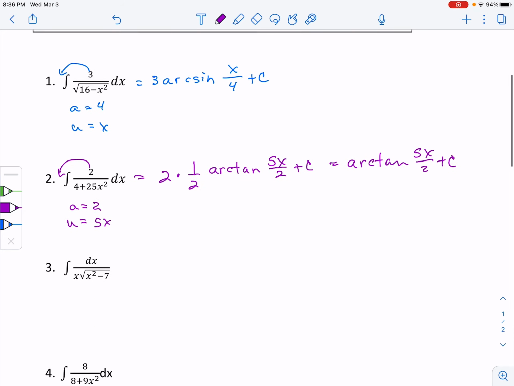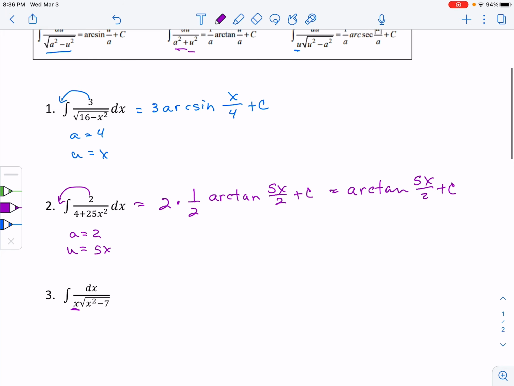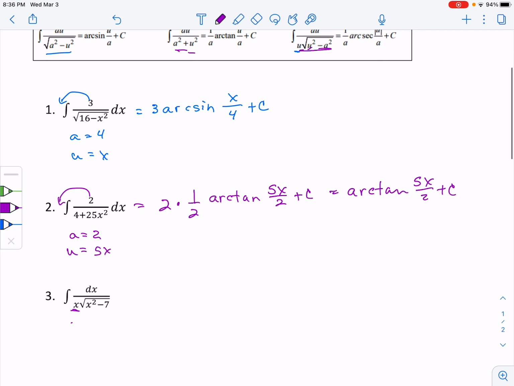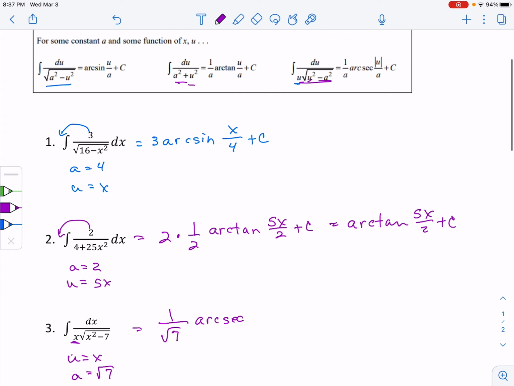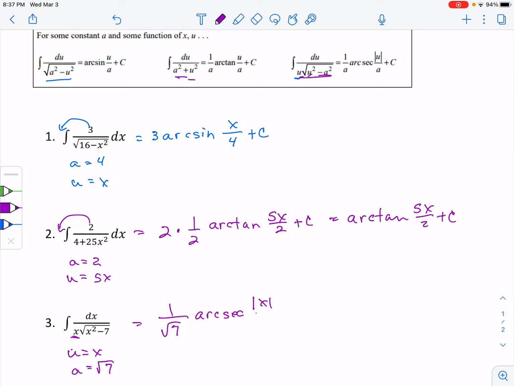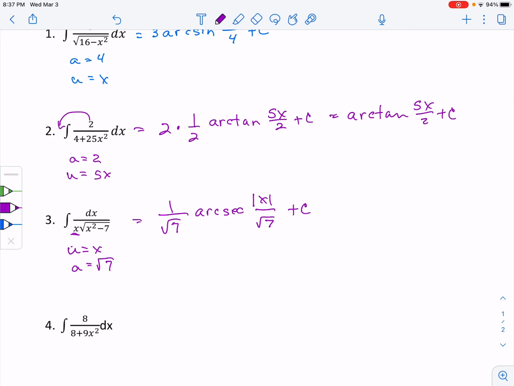All right. Oh, square root with something in front of it. Looks like it follows that pattern. Are they always this obvious? Pretty darn close. There's no number on top this time. I'm going to let u equal x and a equal the square root of 7. That works. So now you have 1 over a arcsecant of the absolute value of u over a plus c. And you do not need to rationalize them unless it's a multiple choice and the rationalized version's there.